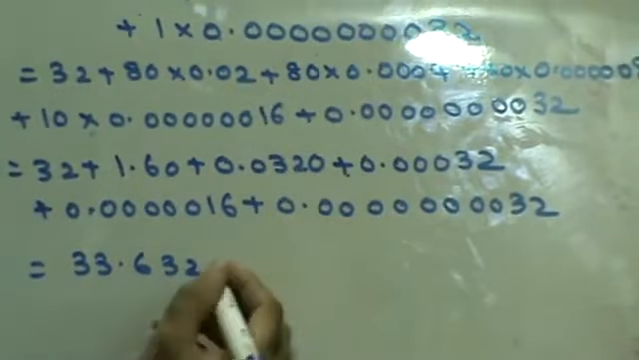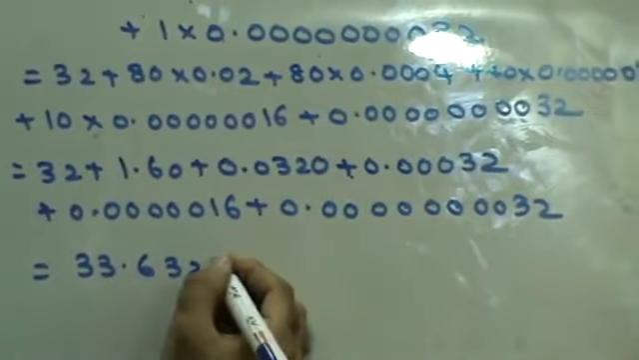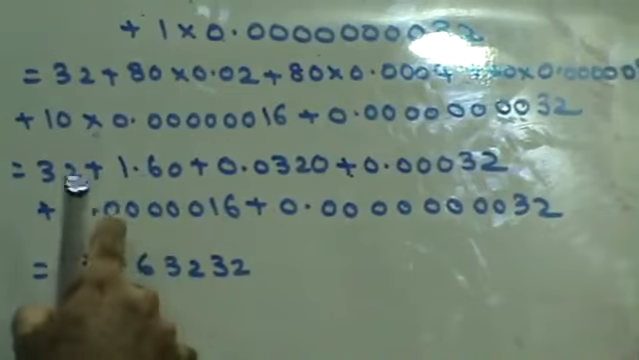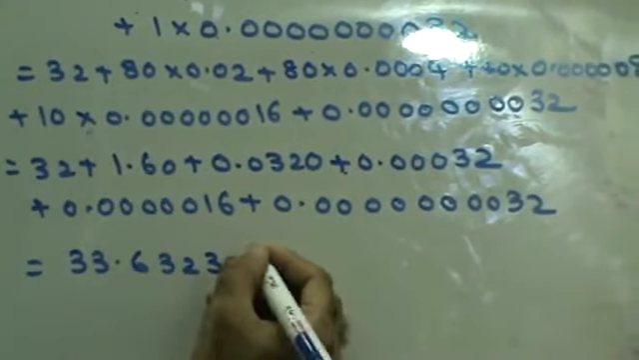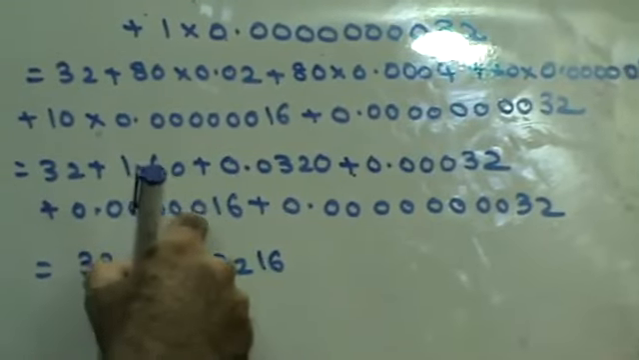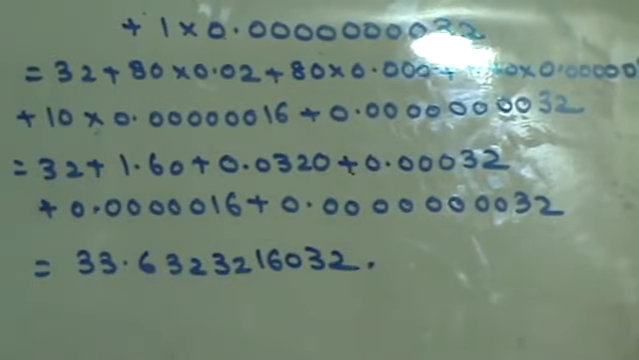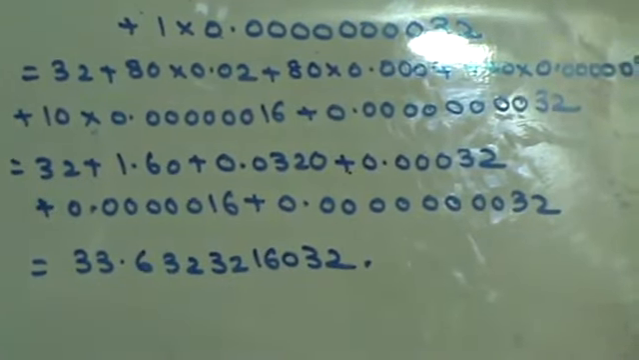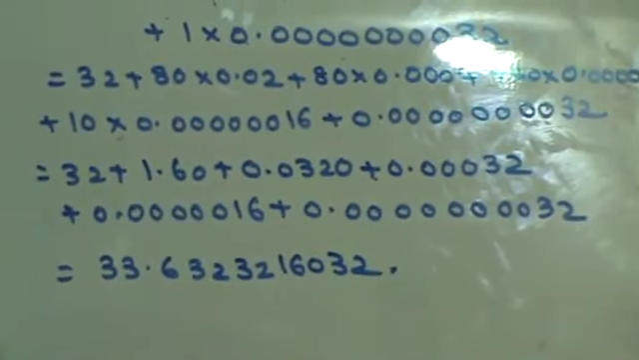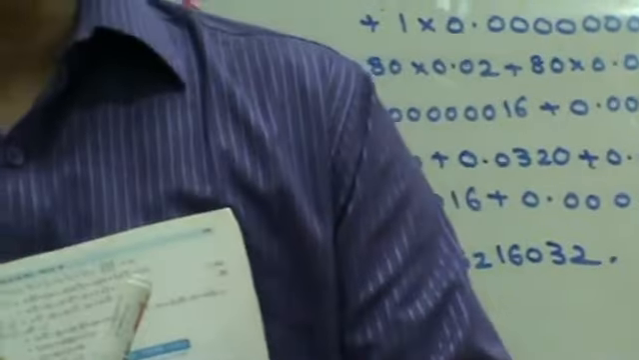33.632. Now the answer for this, 2.02 raised to 5, is going to give you this. This will be the precise answer for this. Right, so we'll stop here for the day. Thank you very much.